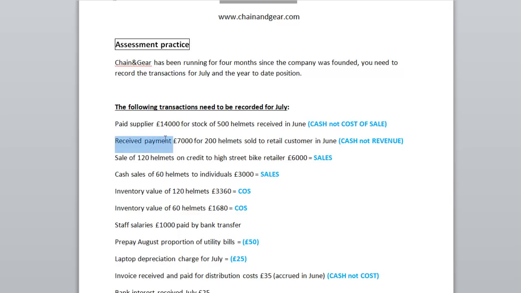Similarly, we have the received payment of £7,000 for items sold in June. Again, this is a cash transaction, not a revenue item to record in the profit and loss or the income statement. So the first 2 items aren't going to be in your profit column. Then the next 2 items are both sales transactions, even though the first of these is in credit and the second item is in cash. But they will both be included in the sales. The second 2 items are both cost of sales transactions.